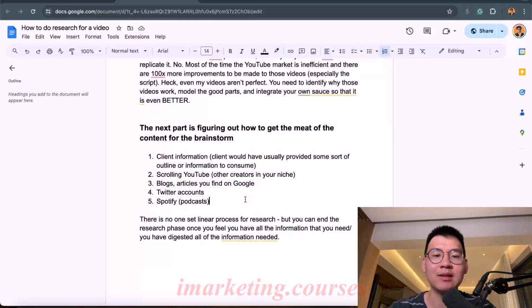The next part is to figure out how to get to the meat of the content for the brainstorming session, right? If you want to figure out what to actually say in the specific piece of content, number one, you'll be looking at client information. The client would usually have provided some sort of outline or information for us to consume. And number two, it's to scroll YouTube. You want to look at other creators in your niche. What other topics have been made about this specific guy?